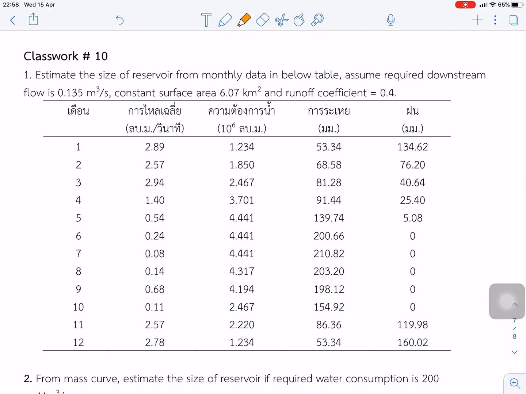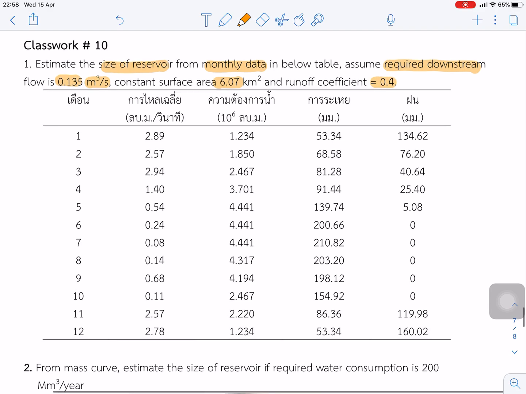Assignment class was 10. Okay, we have 3 problems. The first problem, estimate the size of the reservoir for the money data in below table. Assume that required downstream is 0.13 cubic meter per second. Constant surface is 6.07 square kilometer. Runoff coefficient is 0.4. Okay, this gives you the inflow.